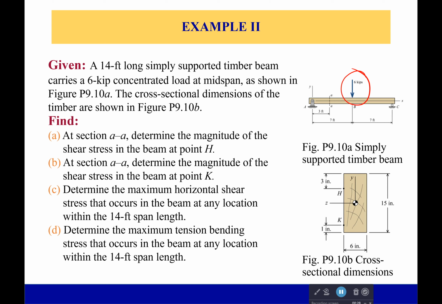First off, at section AA, so right there, we want to determine the magnitude of the shear stress in the beam at point H, which is right here. We also want to determine the magnitude of the shear stress in the beam at point K. We also want to know what the maximum horizontal shear stress that occurs in the beam at any location within that 14-foot span length, and also the maximum tension bending stress that occurs in the beam at any location within the 14-foot span length. So there's a lot there.